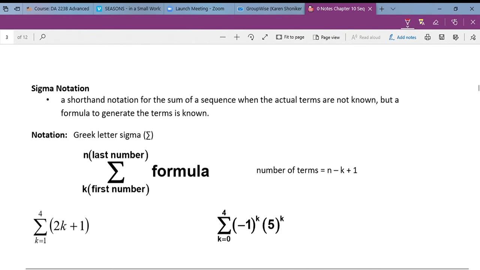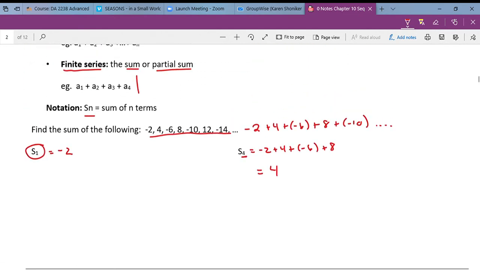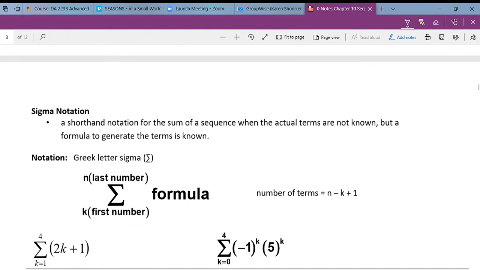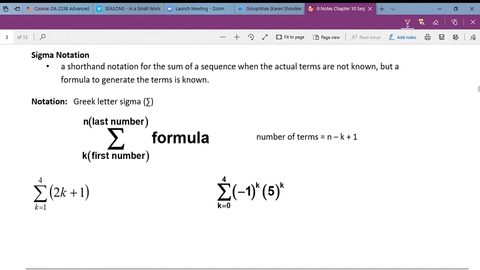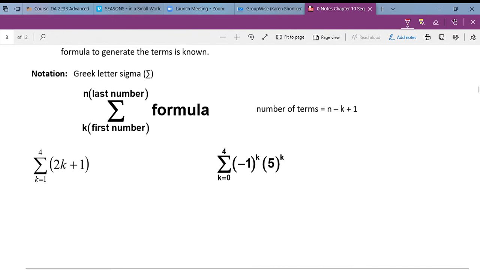When you're talking about finding sums, mathematicians are lazy, and this is a lot of writing. So for me to say, hey, find the sum of this series and write out the whole series and then tell you what to find the sum of, mathematicians are too lazy. And so what they do is they found a notation. This is a shorthand for indicating the sum of a series when terms are not known. So you won't have the terms listed out, you'll just have the general equation.